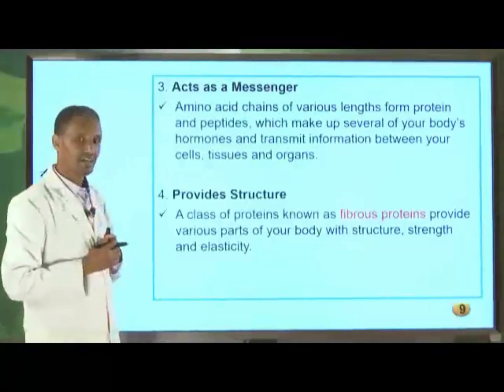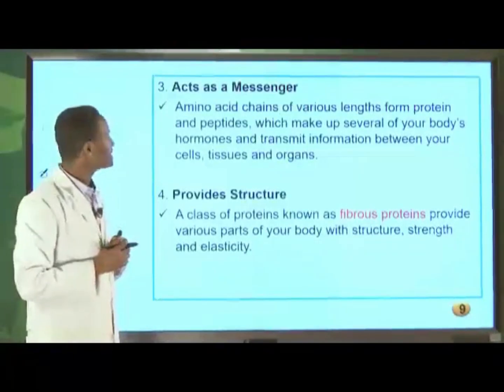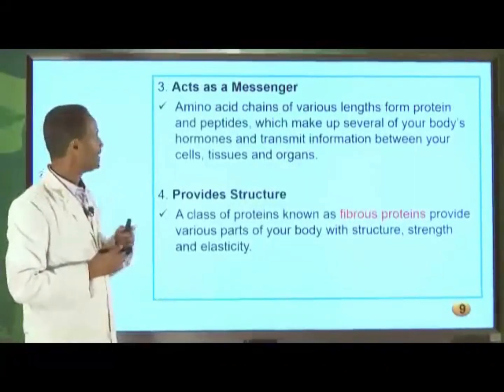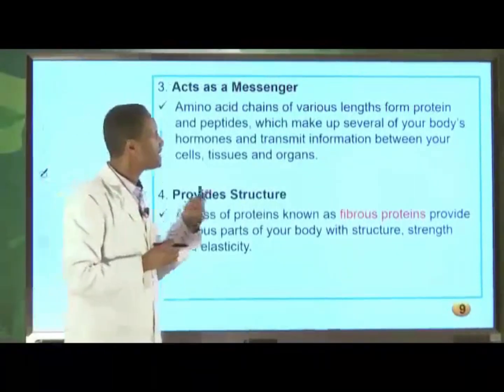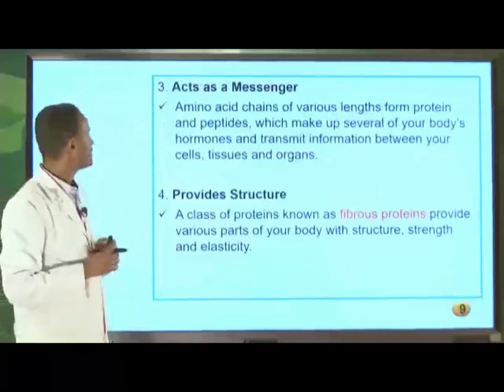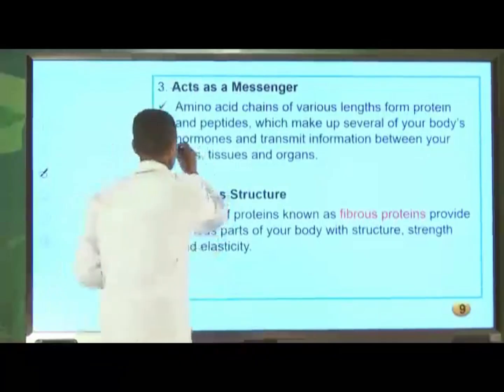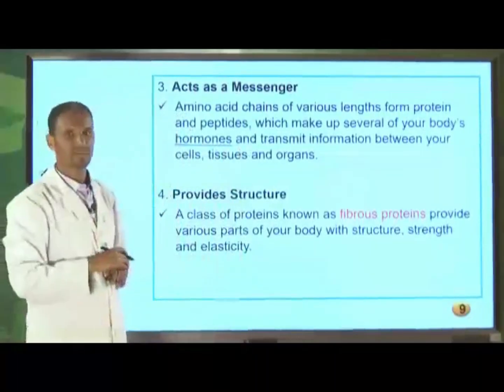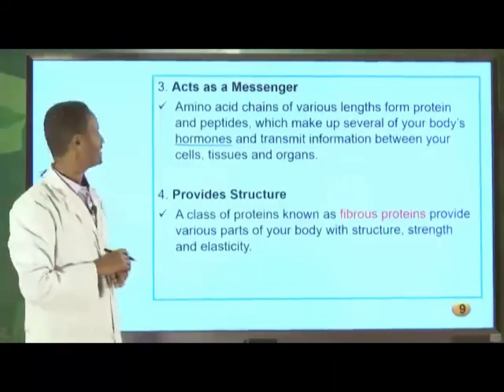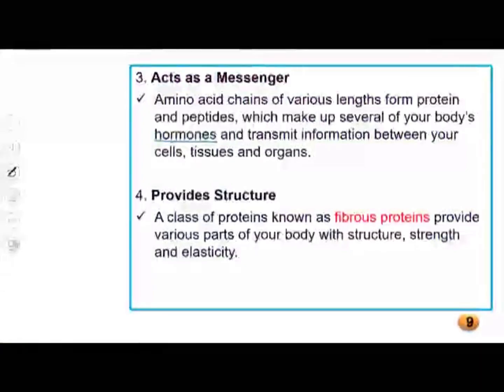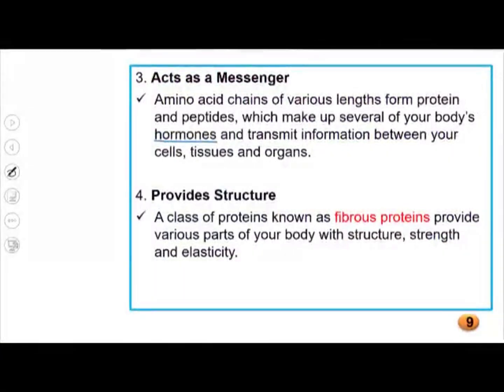Here, again, protein acts as a messenger. Amino acid chains of various linkages form proteins and the peptides which make up several of your body hormones. These proteins can be hormones, and they can transmit information between your cells, between your tissues, and between your organs, because the hormones are again proteins.